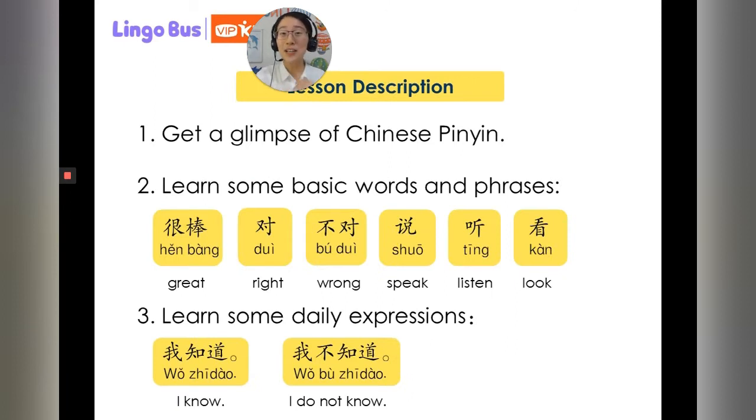Now let's have a look at what we're going to learn today. First, we will get a glimpse of Chinese Pinyin, and then we'll be learning some basic words and phrases like 很棒, great, 听, listen, and 看, look. Lastly, we'll be learning some daily expressions like 我知道, I know, 我不知道, I don't know.